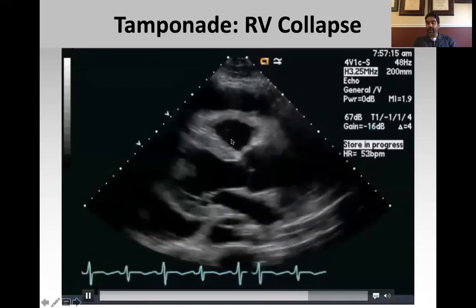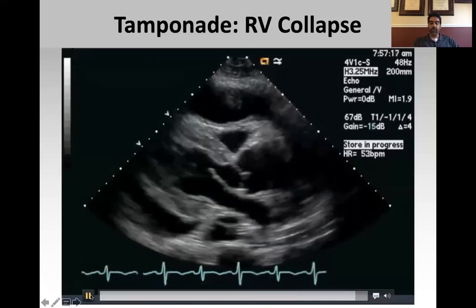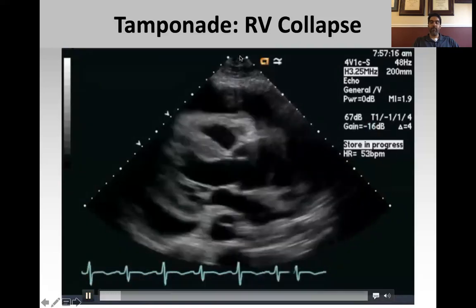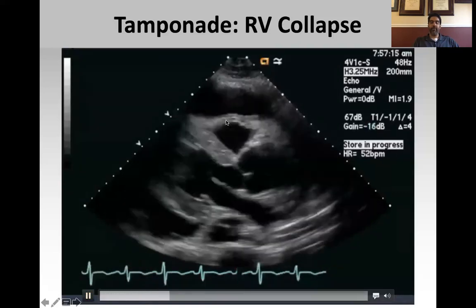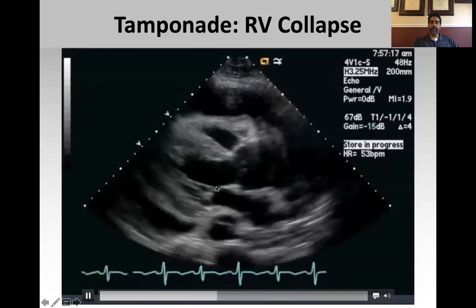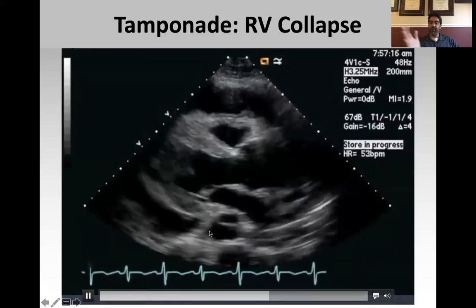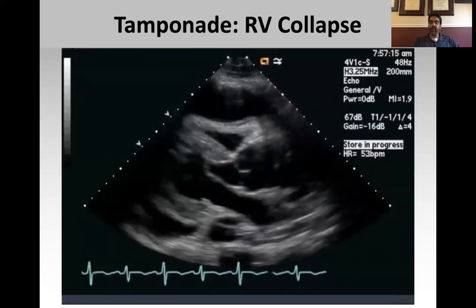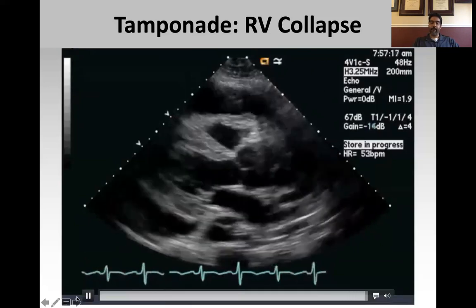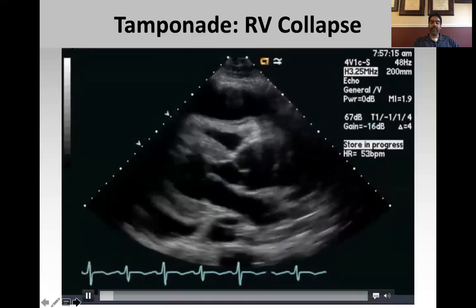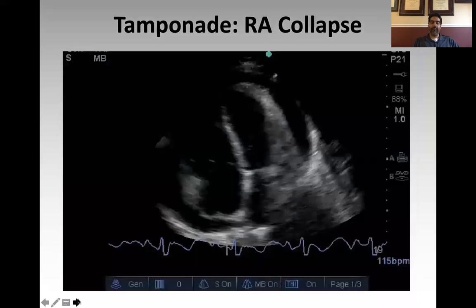And in the tamponade talk, I show you how you can use M mode. But what you would basically do is take your M mode line and put it down through the RVOT and down through your mitral valve. And you'll be able to look at what each structure is doing simultaneously. Okay. So that's diastolic collapse of the RV.